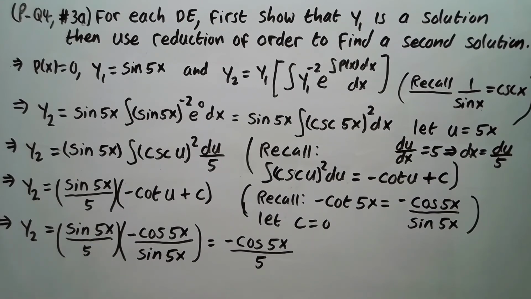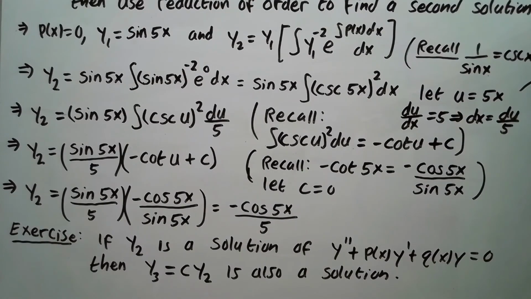Okay, so y2 equal to negative cosine of 5x over 5 should be a solution also. But here's an exercise for you to work on, it's fairly easy to show. If y2 is a solution of this differential equation y double prime plus p of x y prime plus q of x y equal to 0, then y3 equal to c times y2 is also a solution. So pretty much we can multiply our solution by any constant, and again it will be a solution. Again, the differential equation has to equal 0 for this to work, and it does in our case.